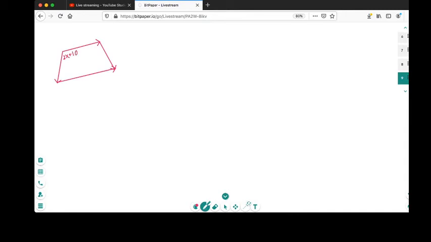This angle is said to equal 2x plus 10. This angle is said to equal 2x. This angle is said to equal x. And this is 70 degrees. Well, this just got real crazy real fast.